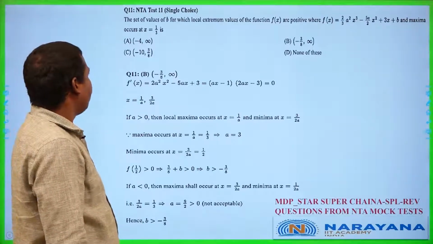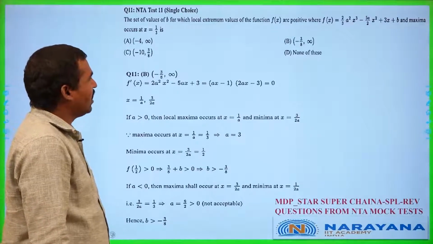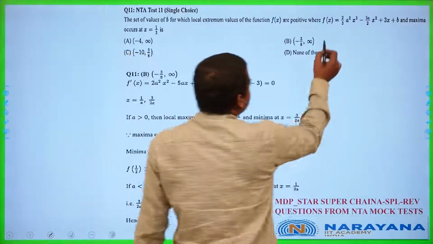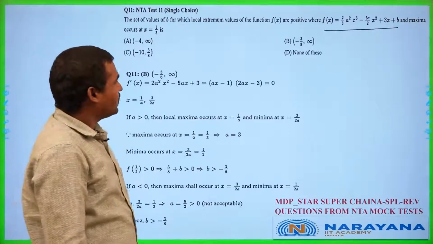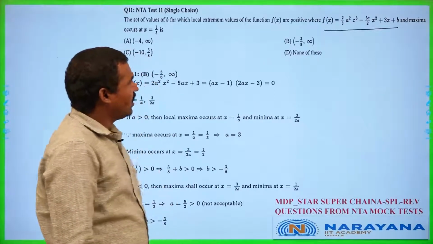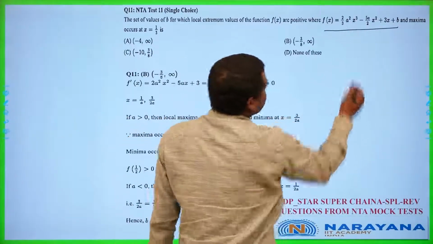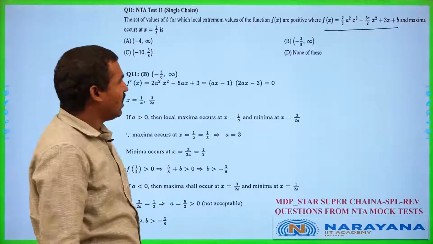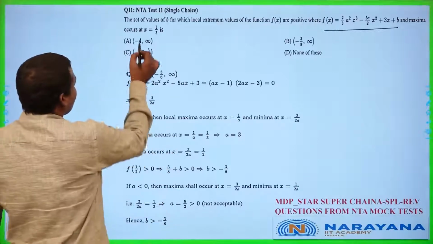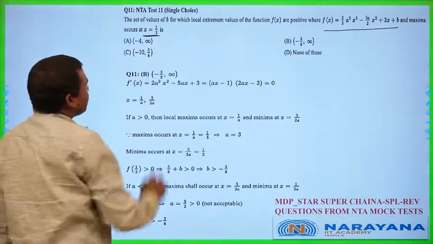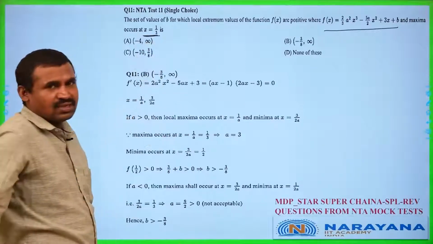The set of values of b for which the local extremum values of the function f of x are positive, where f of x is 2 by 3 a square x cube minus 5a by 2 x square plus 3x plus b, and maxima occurs at x is equal to 1 by 3. This is the given condition. Maximum occurs at x is equal to 1 by 3.